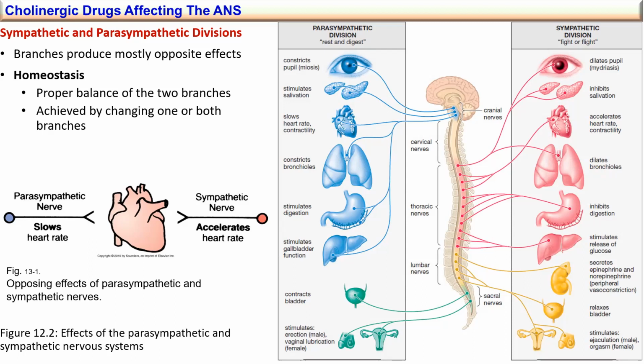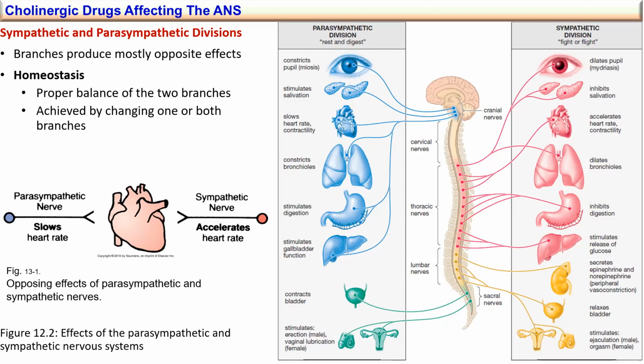Pupil constriction, saliva increased or secreted, bradycardia, bronchoconstriction, increased or stimulated digestion, stimulated gallbladder function, and contraction of the bladder. So these are some things that we would like to be able to recall and memorize, and that's the key towards understanding the subsequent content and the complex mechanisms pertaining to this and other chapters in pharmacology.